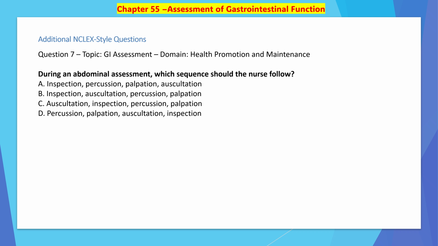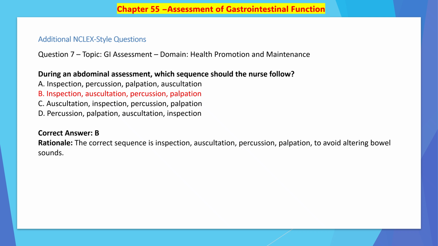A. Inspection, percussion, palpation, auscultation. B. Inspection, auscultation, percussion, palpation. C. Auscultation, inspection, percussion, palpation. D. Percussion, palpation, auscultation, inspection. The correct answer is inspection, then auscultation, percussion, palpation at the end. The book says the correct sequence is inspection, auscultation, percussion, palpation to avoid altering bowel sounds.